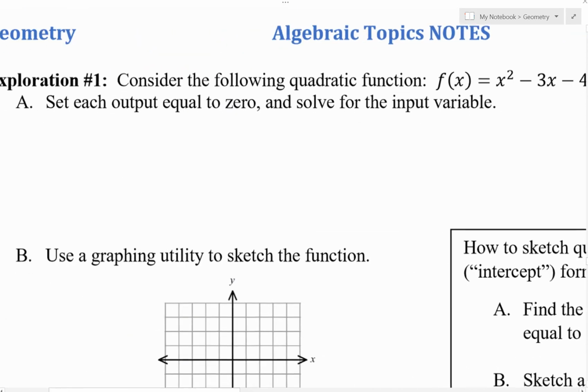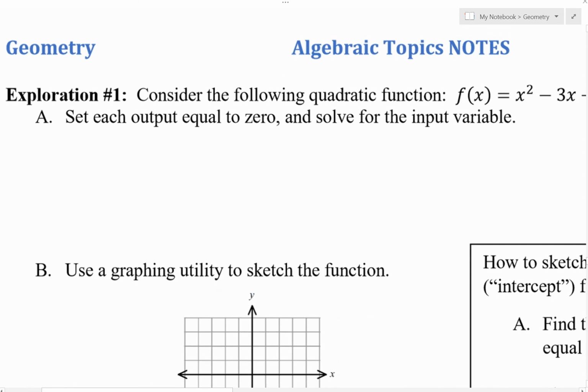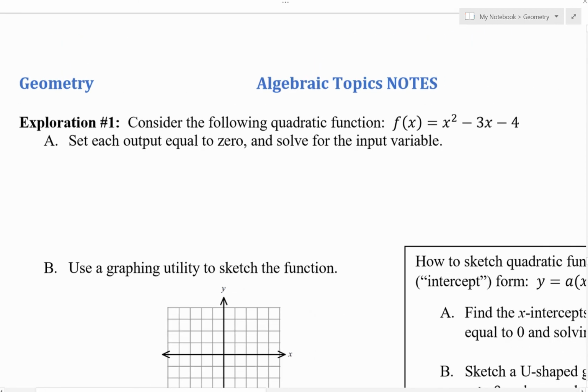All right, so moving on. So exploration 1, consider the following quadratic function, f of x equals x squared minus 3x minus 4. It says to set each output equal to 0 and solve for the input variable. Well, the input variable is just x, and the output variable is y, or f of x. So that's what you get when you plug in a number for x.